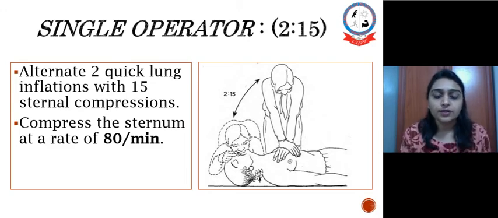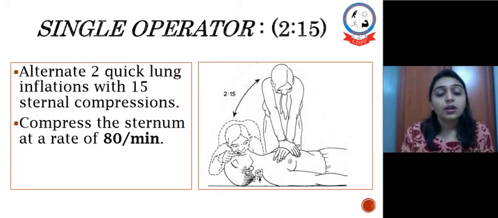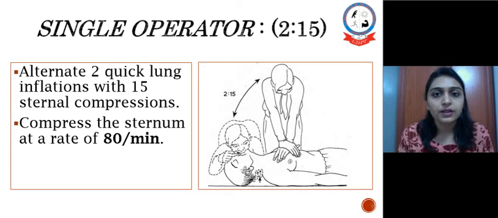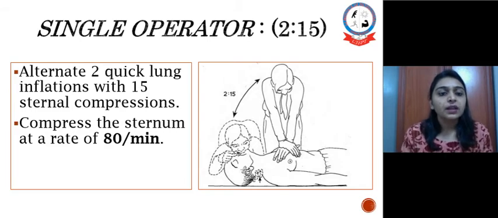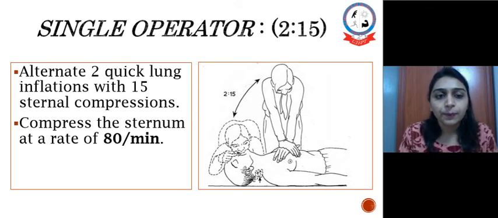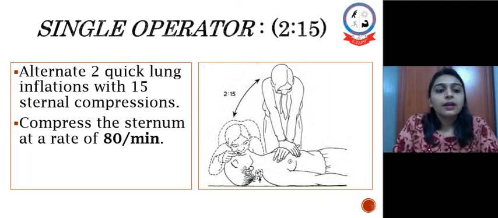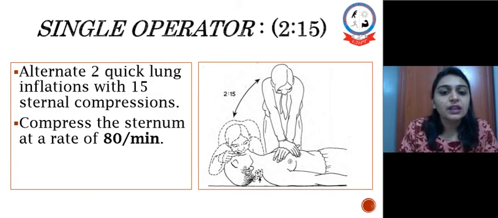If a single person has to handle both things, that is circulation and ventilation, there is a ratio which tells us how much ventilation we need to give and how many external cardiac massage compressions we need to give. And the ratio is 2:15. If there is a single operator, then alternate 2 quick lung inflations with 15 sternal compressions. That sternal compression should be at a rate of 80 per minute. That means it should be fast but hard enough to provide circulation.